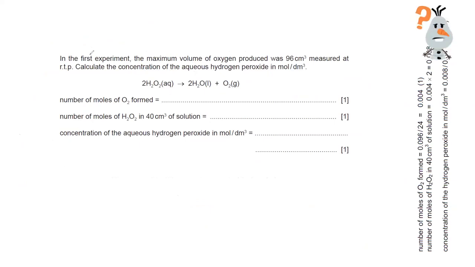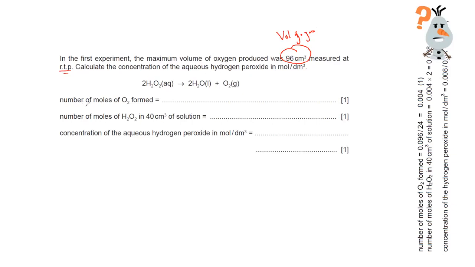Okay, in this question, in an experiment to find the maximum volume of oxygen, so we have to find the volume of oxygen, the maximum volume of oxygen basically produced, that is 96 cm³. That's the volume of oxygen, or volume of the gas, which is measured at room temperature and pressure. We have to calculate the concentration of hydrogen peroxide solution which is used.